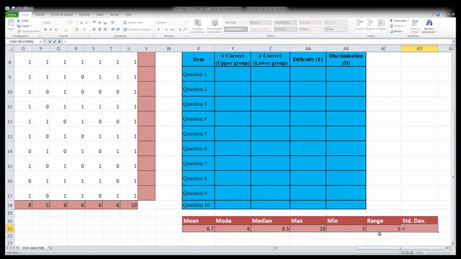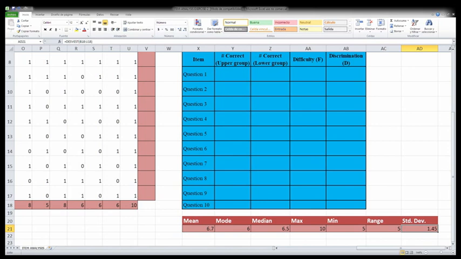Finally, the standard deviation. So the formula is this, then again B18 through U18, and here it is. There you go. So this is the standard deviation. I may want to reduce the decimal points to visualize the number more clearly. I'm going to reduce it to 2 decimals. So the standard deviation is 1.45.